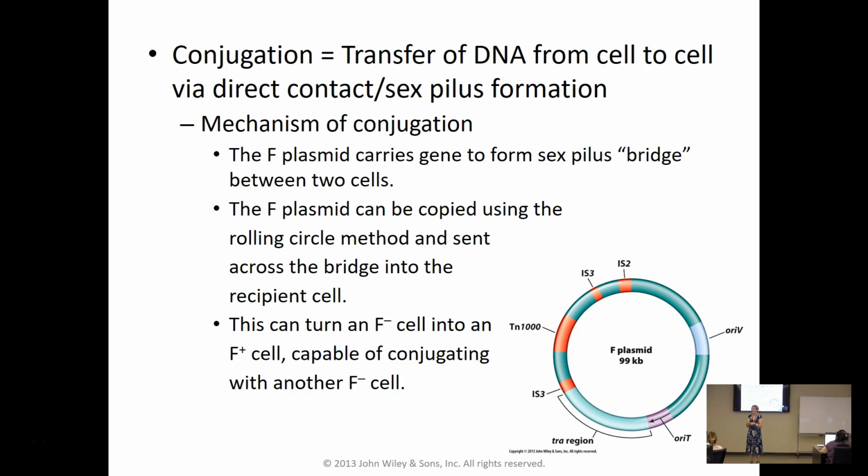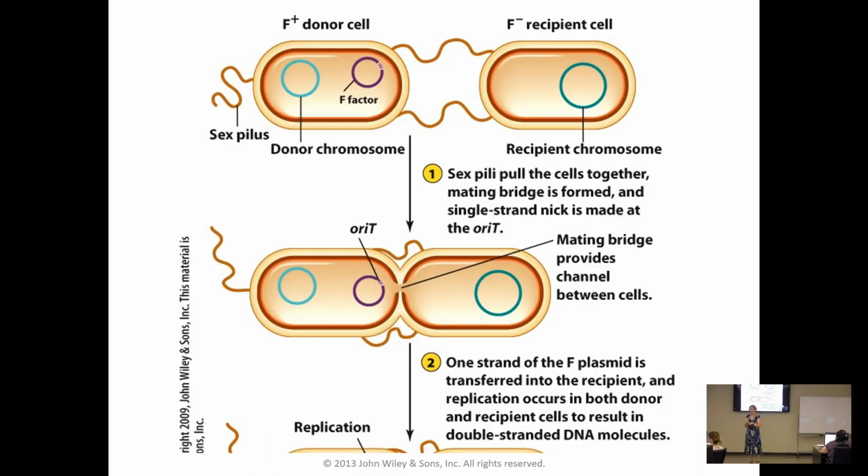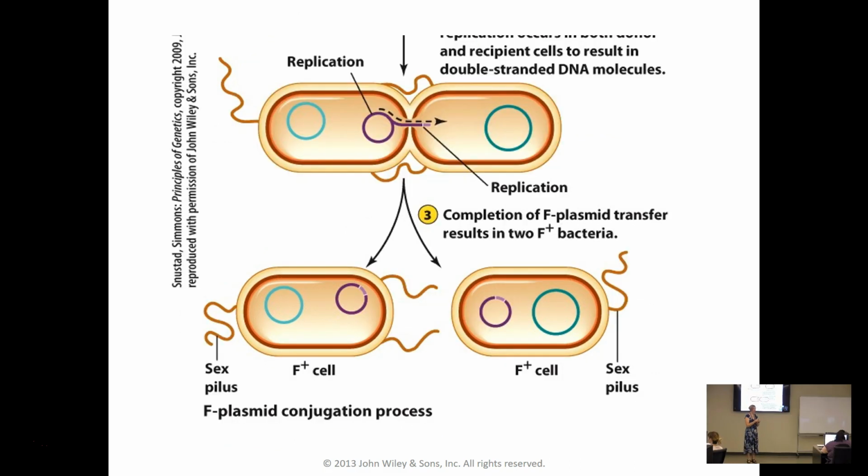And this does require direct cell-to-cell contact. So they're going to hook up with each other, and through that sex pilus, one strand of the plasmid goes through, and the complementary strand gets copied on the other side, as in the previous slide, and it makes it double-stranded again. That's the simplest explanation of it.